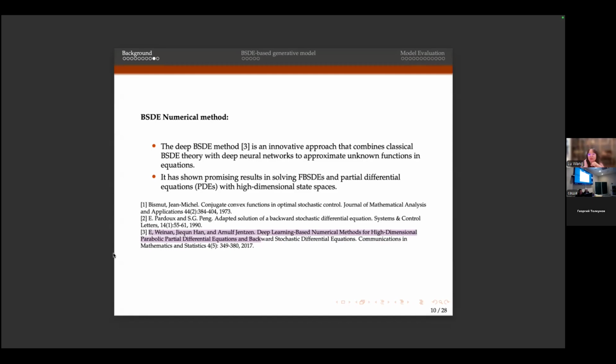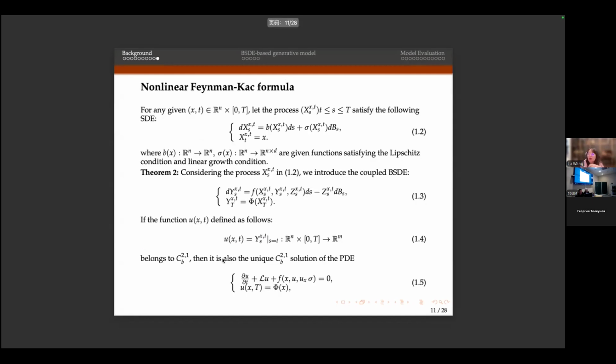Based on the above, we can also notice the nonlinear Feynman-Kac formula. This result is also famous in the history of BSDEs. That is to say, we combine an FBSDE, with a forward part and a backward part, and connect it to the PDE. If we want to characterize the solution of a PDE, we just need to use a BSDE. So that is a famous result.